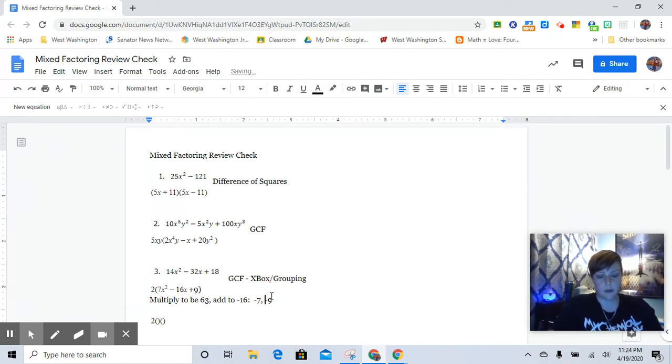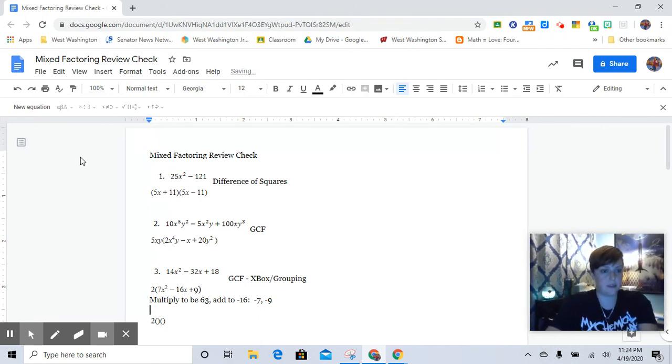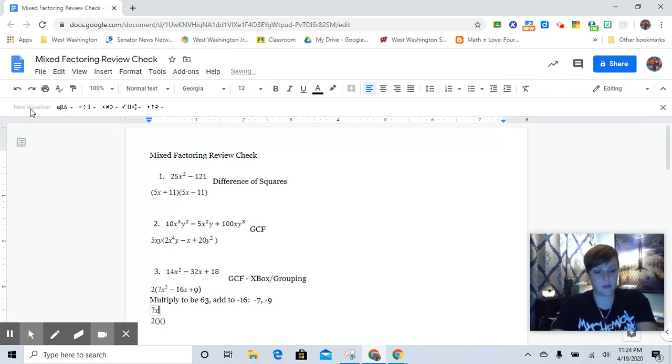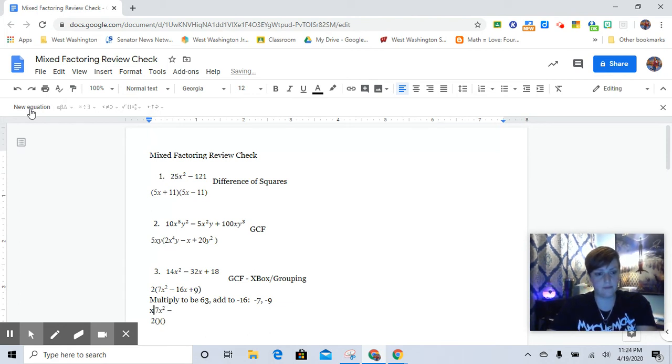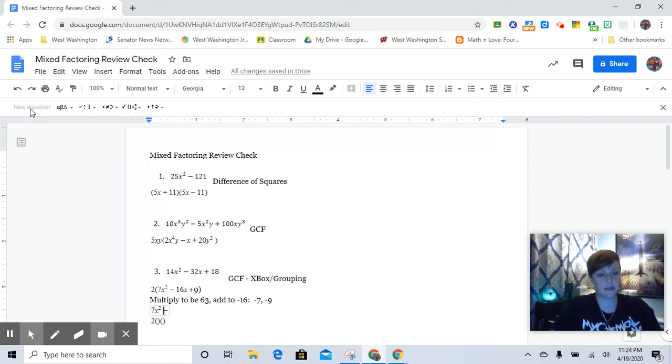Okay. So whenever I write this out as the grouping method, remember it's the first term, so 7x squared minus 7x minus 9x, and then plus 9. And so I'm going to group that right here. And then I'm going to put my plus in, and I'm going to make my other group.